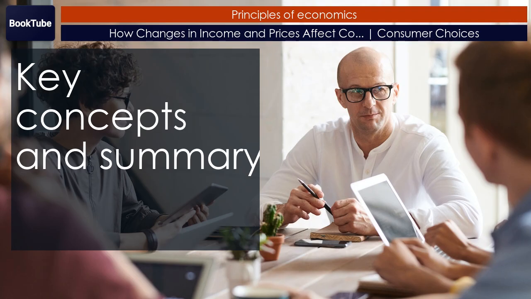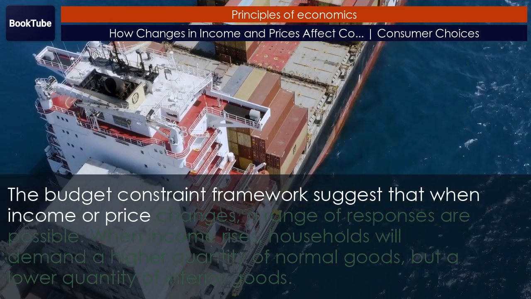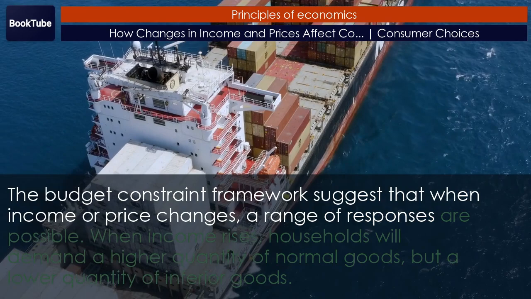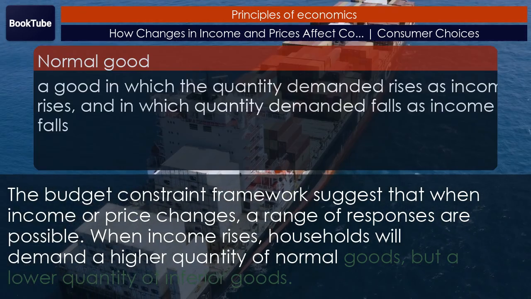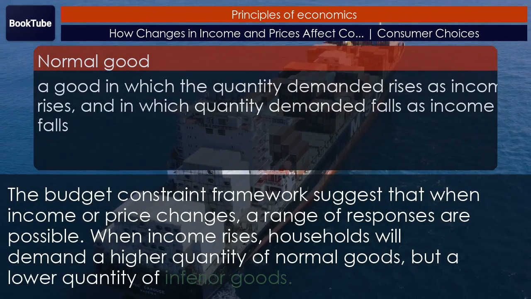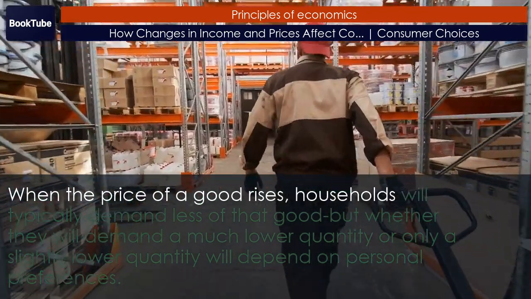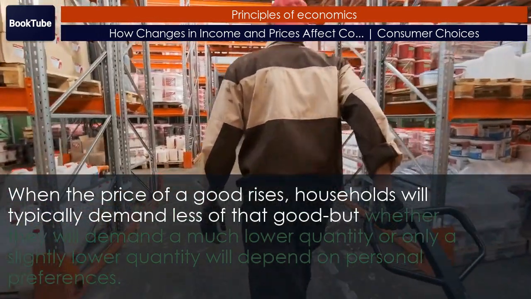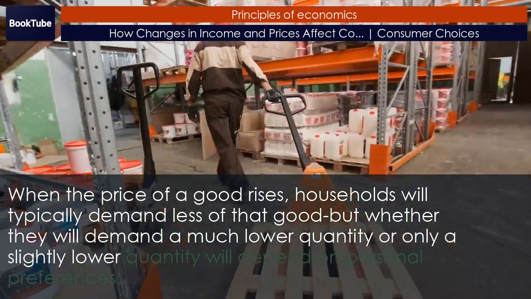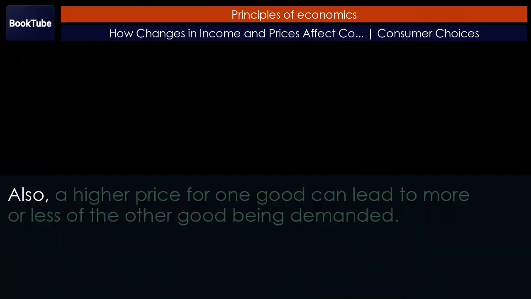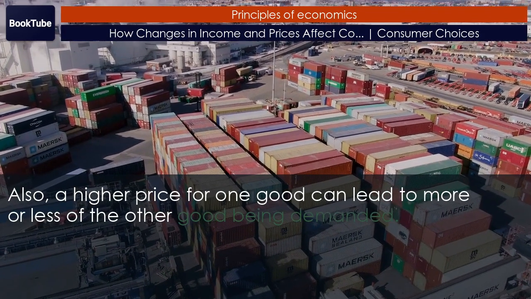Key concepts and summary. The budget constraint framework suggests that when income or price changes, a range of responses are possible. When income rises, households will demand a higher quantity of normal goods, but a lower quantity of inferior goods. When the price of a good rises, households will typically demand less of that good, but whether they will demand a much lower quantity or only a slightly lower quantity will depend on personal preferences. Also, a higher price for one good can lead to more or less of the other good being demanded.